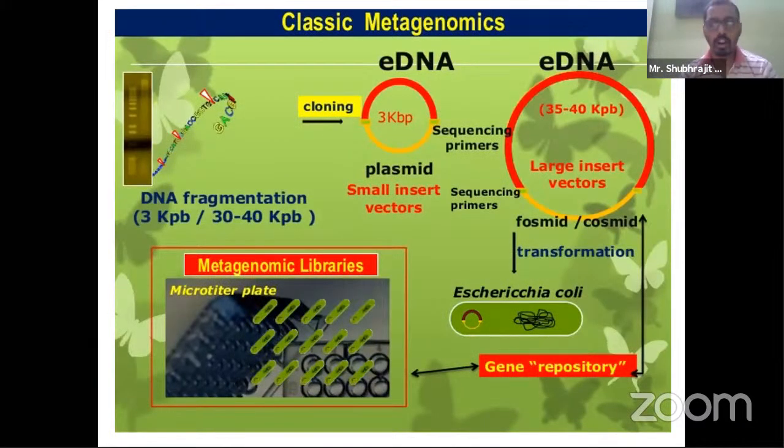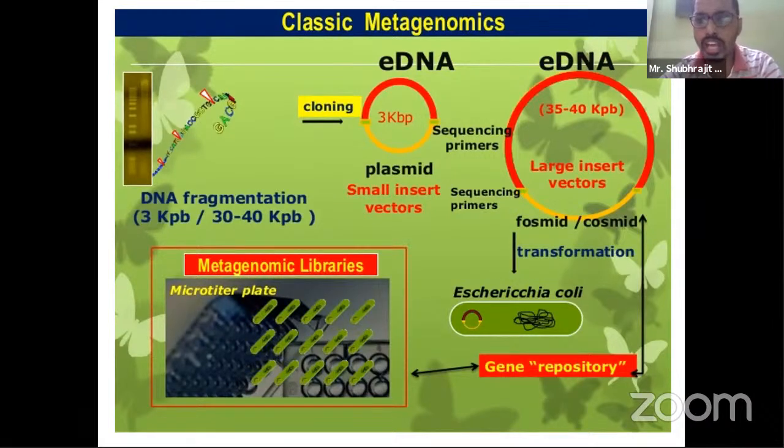So the classical way of doing metagenomics is that we fragment the genetic material as we have done for the human genome project. For the human genome project, we fragmented the human genome, and taking a small part, we cloned it into a bacterial plasmid, fosmid, or cosmid, depending on the amount of insert it can take in. And then we transformed it into bacterial cells and grew that bacteria to form a particular colony, and then isolated the genetic material and sent it for sequencing.